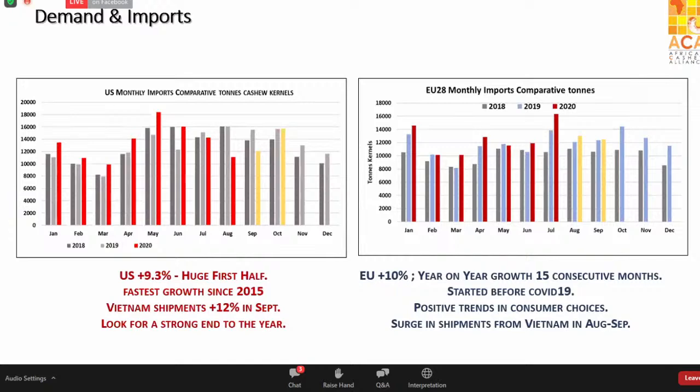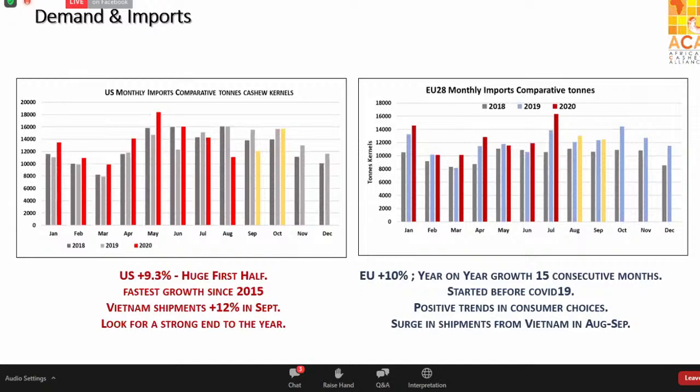Some of the figures are absolutely remarkable. Currently the European imports are up 10% year on year. That figure is remarkable because it follows on from a year where imports were up by 9%. 9% followed by 10% is extremely fast growth compared to the United States, averaging 0.5 to 2% over the last 5 years. We see in Europe 15 consecutive months of growth. And this, as I say, started long before we ever heard of COVID-19 and is likely to continue.